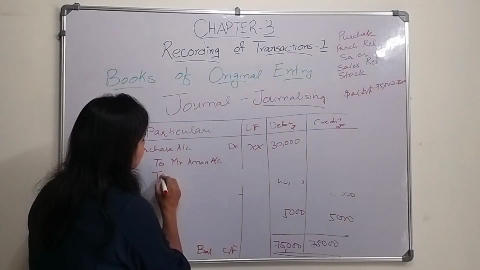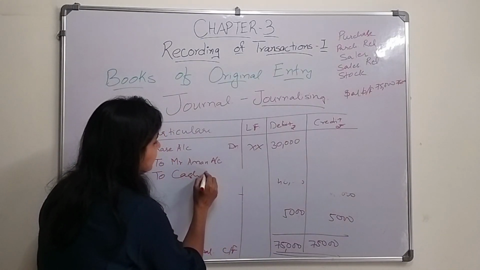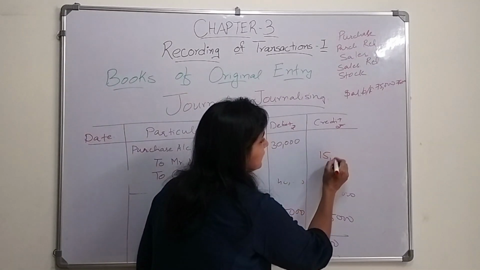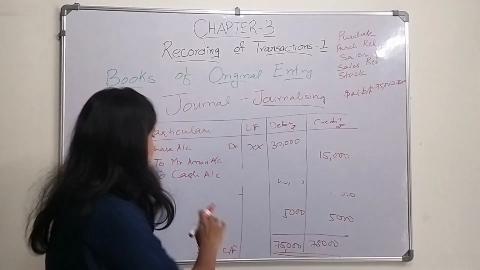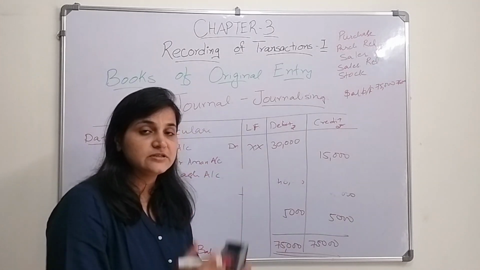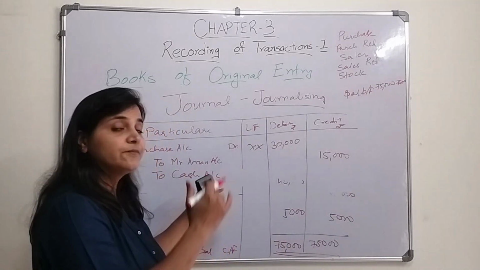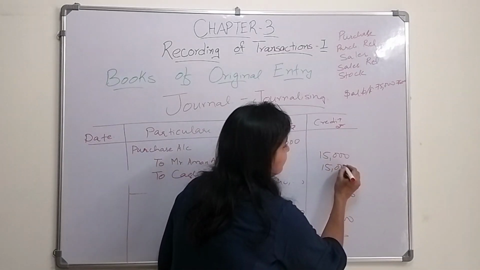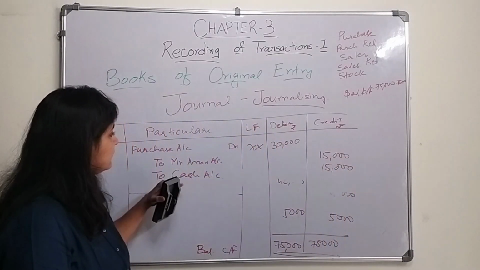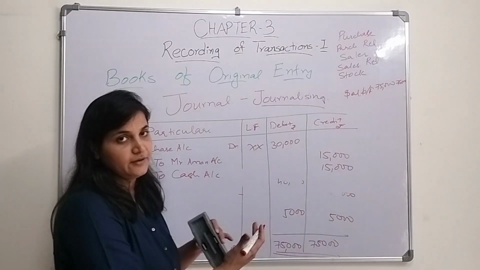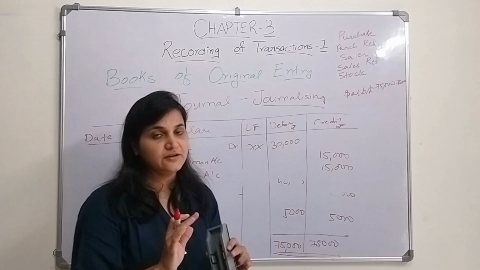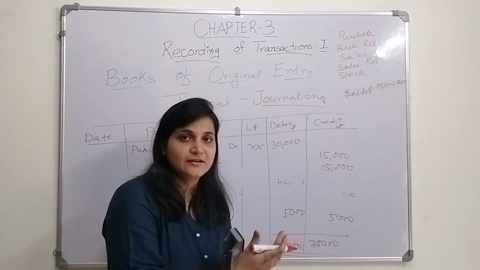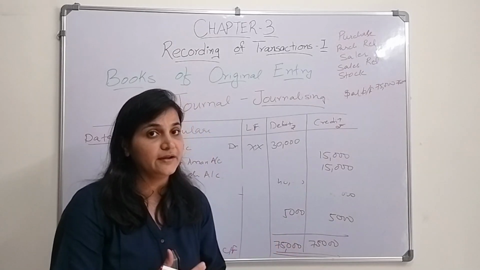So what I will do here, two accounts are being affected. Mr. Aman's account, 15,000 I'm liable to pay. Cash, my cash reduces, my asset reduces, so the asset account is being credited 15,000. This is called a compound entry. The earlier one was a simple entry. If more than two accounts are being affected, that is called a compound entry.